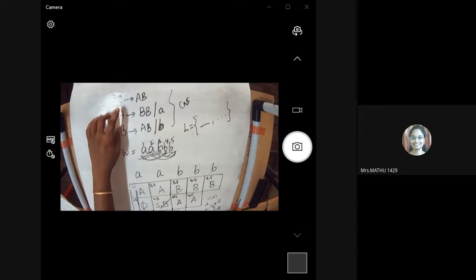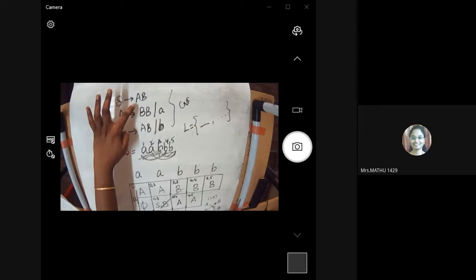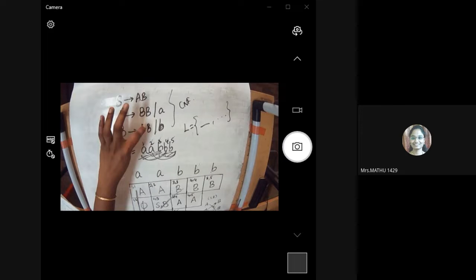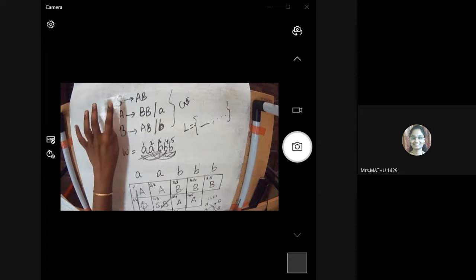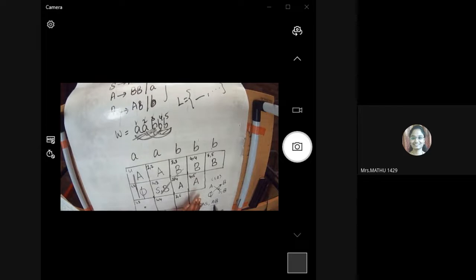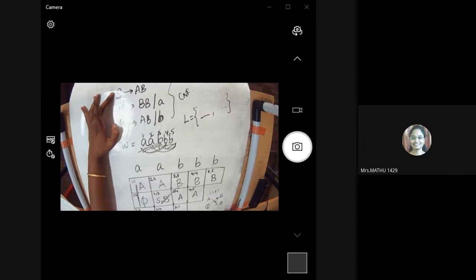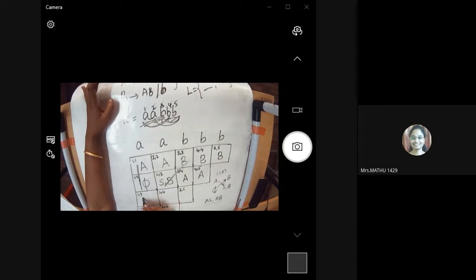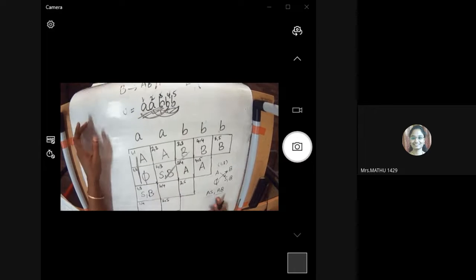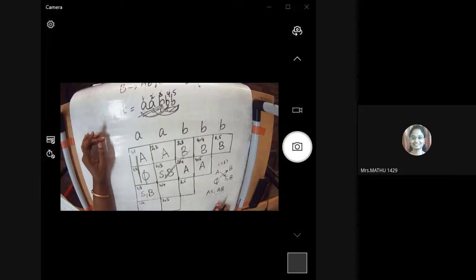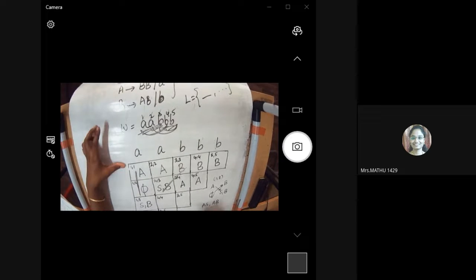Now you check in the production whether AS is generated by any variable. No. Then you check whether AB is generated by any variable. Yes, we have S and B. So that means S and B generate the substrings of length 3, for string 1 to 3, and then comes 2 to 4. For 2 to 4, again the same thing.